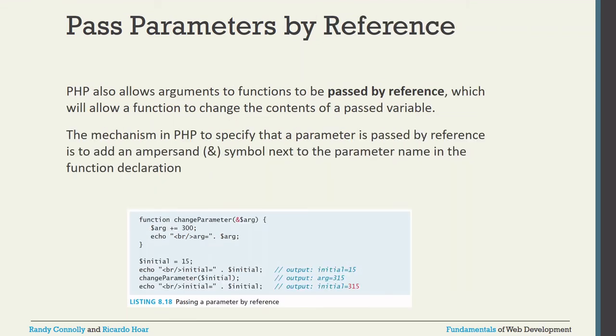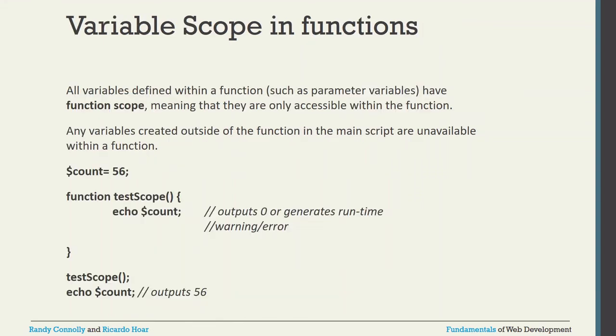And PHP also allows arguments to a function to be passed by reference. Okay, that was there in the C concept, and the same concept is here again, which allows a function to change the content of the passed variable itself. The mechanism in PHP to specify that a parameter is passed by reference is to add an ampersand symbol next to the parameter name in the function declaration.